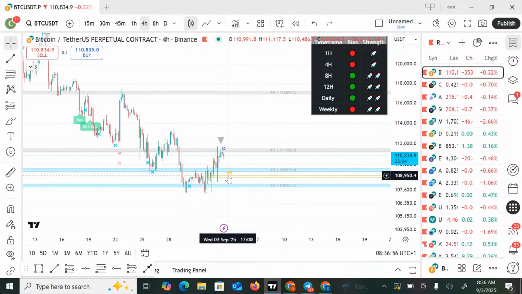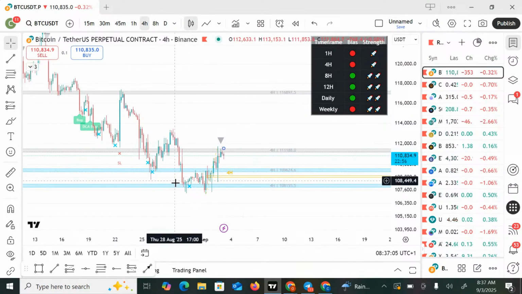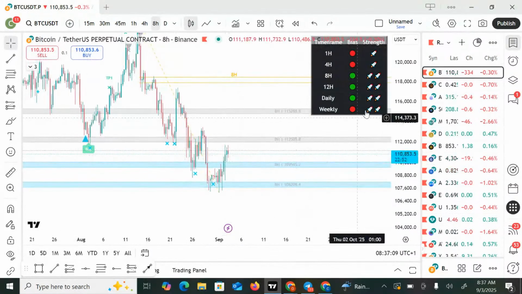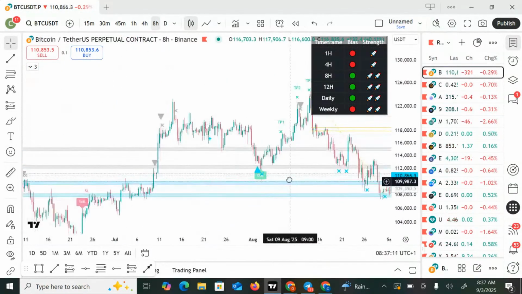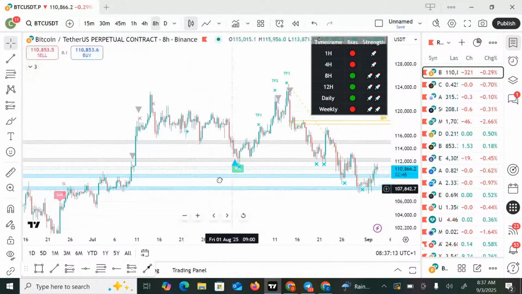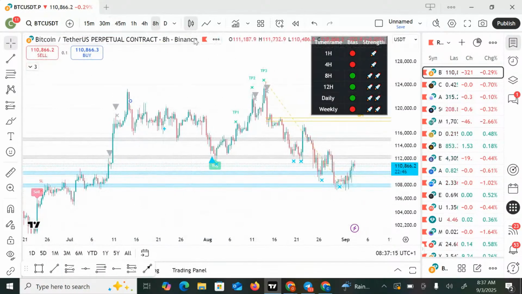So this is how to know simple support and resistance, how to detect it. You don't need to draw too many lines. You can see I'm not drawing so many lines. Just looking at the chart, you will know when to buy and when to sell. You understand? Just open the chart, you know when to buy and when to sell.